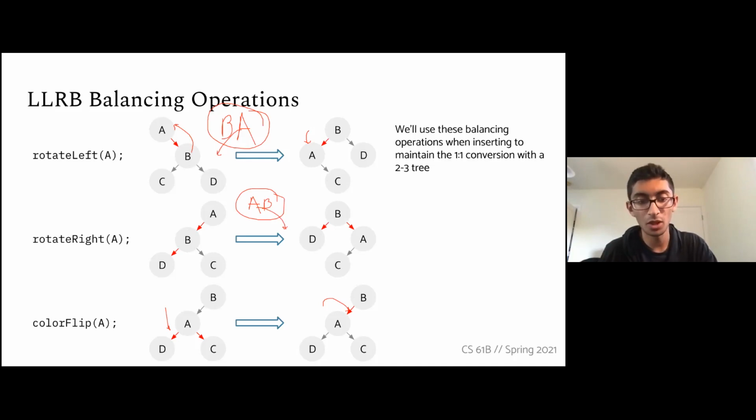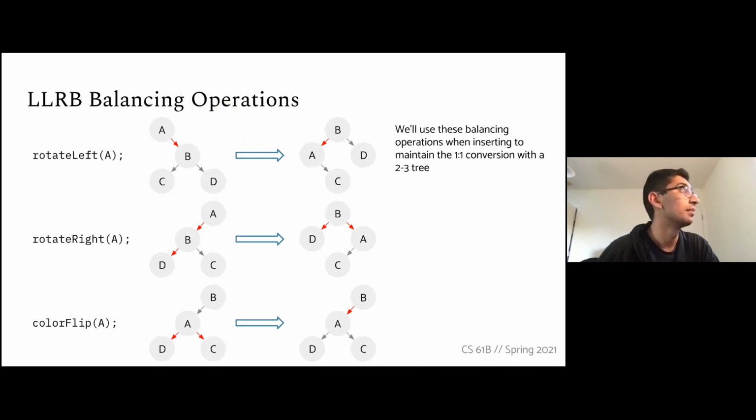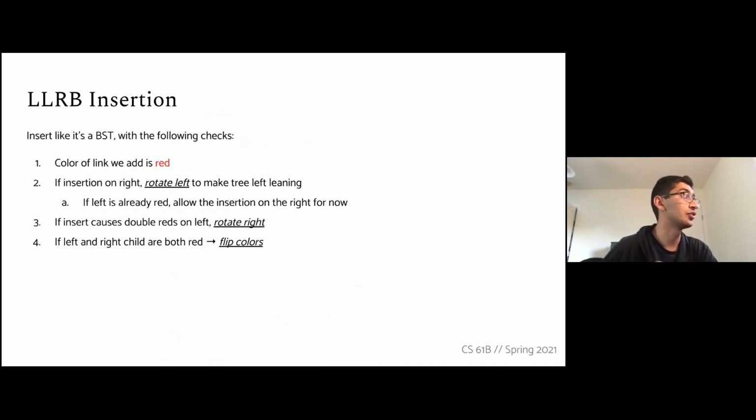All right, moving on. LLRB insertion. Insertion is very similar to a binary search tree with the following checks. The color of the link that you add in is always red. Now, the last 3 steps is just ensuring the left-leaning red-black tree property. So if you insert it on the right, you want to make sure you rotate left.